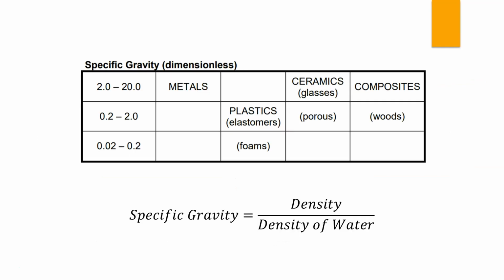This table shows specific gravity categories for different types of materials. Specific gravity is used in engineering to indicate which materials will float in water and which will sink. This is because specific gravity is the density of the material divided by the density of water. If density is greater than the density of water, it will sink because it's heavier per unit volume. If the material density is less than that of water, it will float.